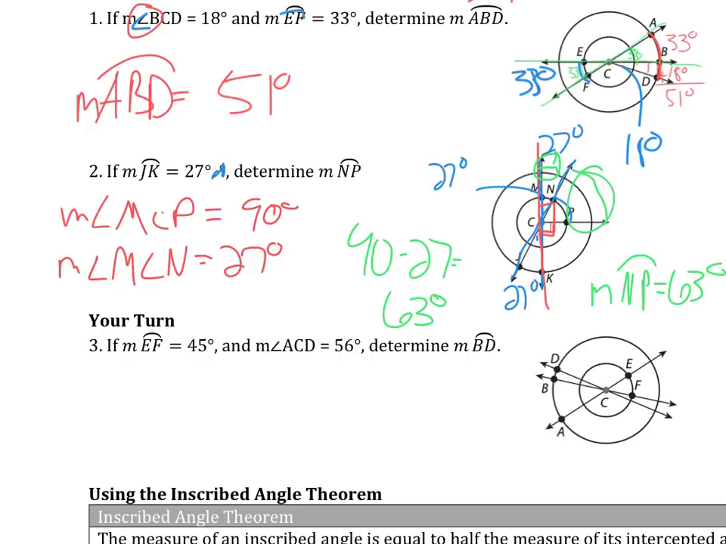So go and pause the video as you try to work through this one. Now, once you are done, hopefully you came up with a measure of arc BD equals 11 degrees. So you can check your work based on that. Ask any questions you may have when you come in.